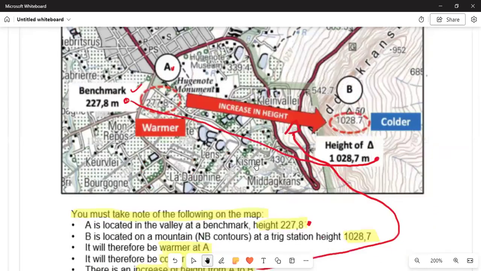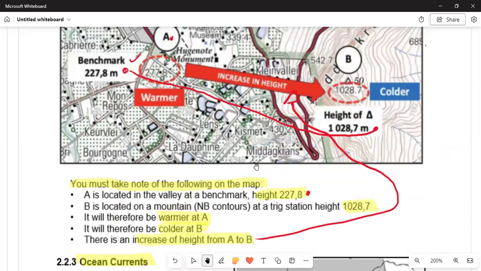Basically, we are given that there. And how can we further prove that? Here you must take note of the following on the map. A is located in the valley with a benchmark height of 2278. And here, this is the benchmark that we are talking about. And B is located on the mountains, and the contour is 8.7. This is this height. So it will therefore be warmer at A. It will therefore be colder at B. There is warmer at A and colder at B. There is an increase in height from A to B. So there's A and then there is B. So we are saying that there is an increase in height.